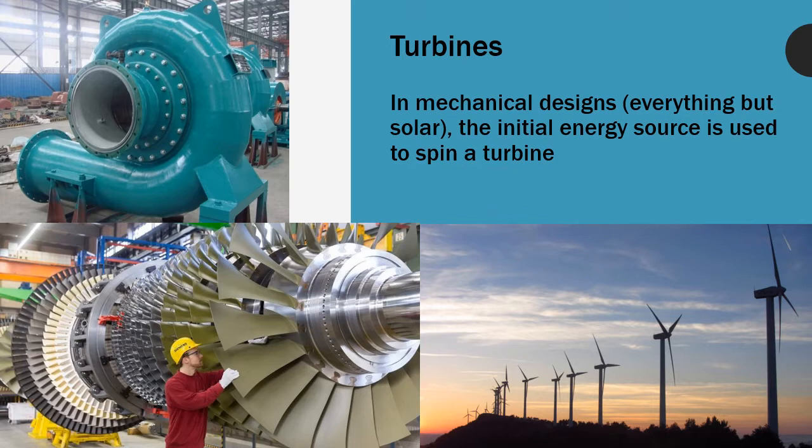Lower left, that's a turbine for a coal or nuclear power plant, something where steam would shoot past those blades and they would spin. And in the lower right, we have wind turbines, where the wind is directly turning essentially a giant fan blade.